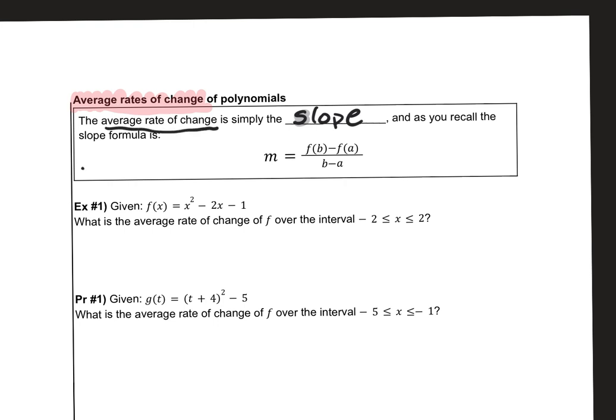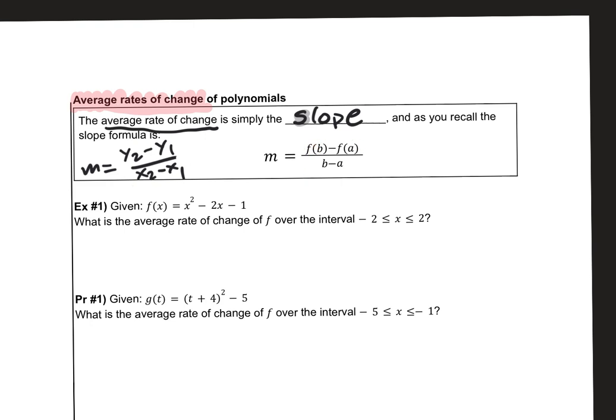Average rate of change just means slope. And you've probably seen slope written like this. That's kind of how you usually see it in Algebra 1 or IM1, and that's fine. There's nothing wrong with that. But in upper mathematics, we like to use this equation. It's really the exact same thing if you think about it.